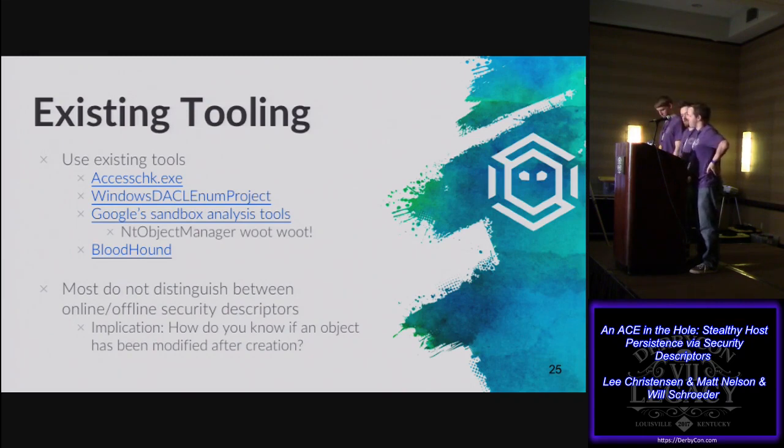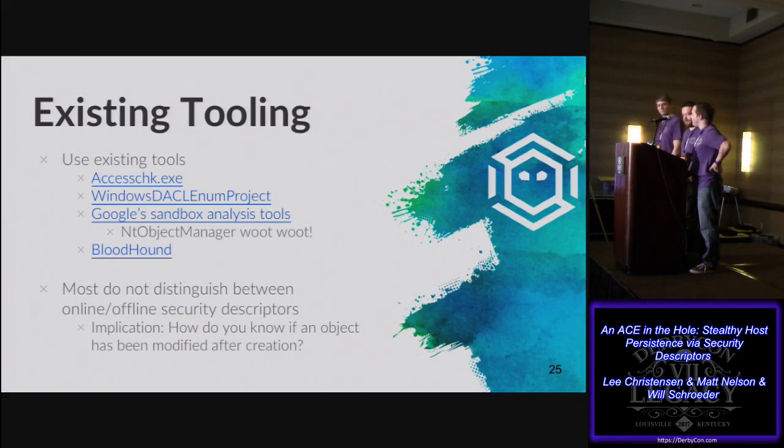So what are some of the existing tools for this? There's AccessChk from Sysinternals, which most people are probably aware of. There's also a really interesting project from NCC Group, I believe it was, called the Windows DACL project. And Google's Sandbox Analysis Tools by James Forshaw. There's a really great cmdlet in there called Get-AccessibleObject, and I absolutely love that.